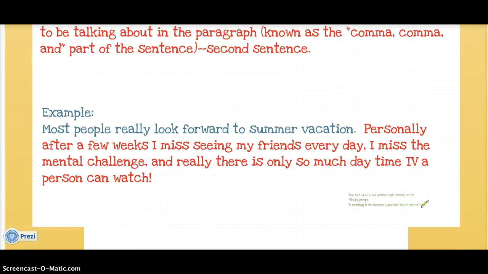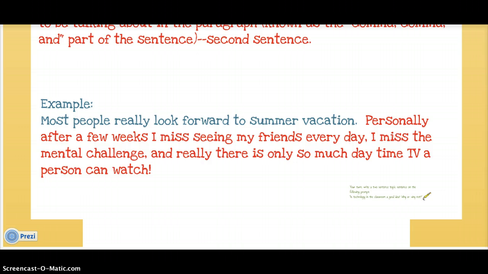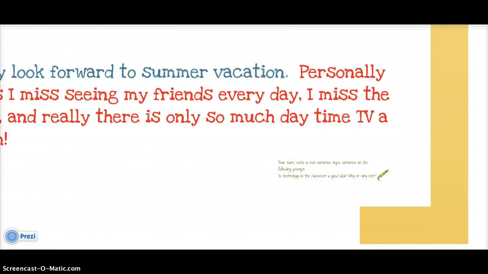So let's look at an example. The first sentence in this example is, "Most people really look forward to summer vacation." All right, so we know that the topic is about summer vacation. The next sentence should tell us the author's personal view of summer vacation. So let's read it. "Personally, after a few weeks, I miss seeing my friends every day. I miss the mental challenge, and really, there is only so much daytime TV a person can watch." Okay, so it gives a really quick list of the details that are to come up later in the paragraph.